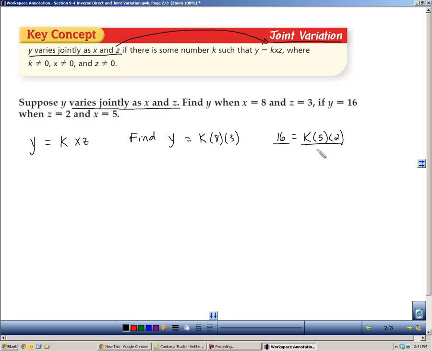So here, to isolate the k, I'm going to divide by 10. And so I'm going to get k equals 8/5. That's my constant of variation. Now I'm going to plug 8/5 in over here to find the y that we're looking for.